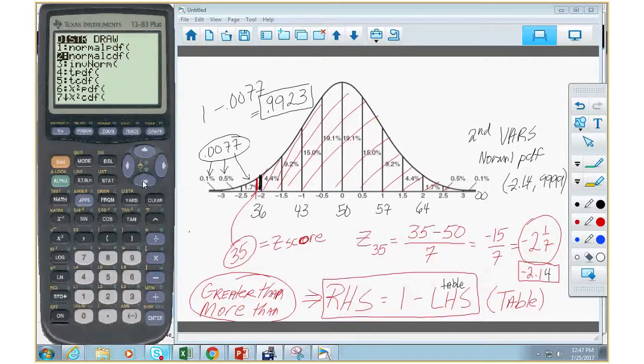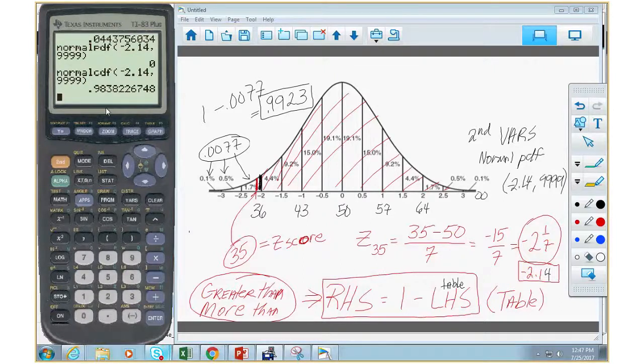There we go. The definition of CDF is lower bound, comma, upper bound. Then that's the lower bound. This is the upper bound up here. So that'd be negative 2.14, comma, 9999. So if you're from the Middle East and you read from right to left, you would use PDF. Enter. There we go.